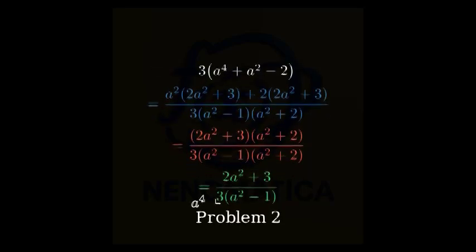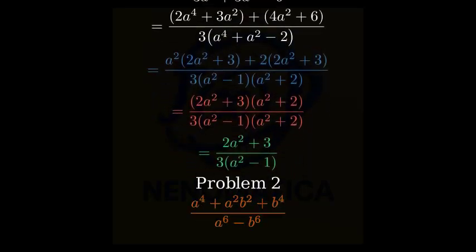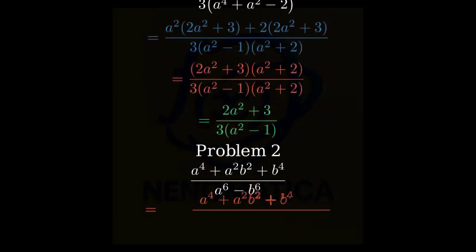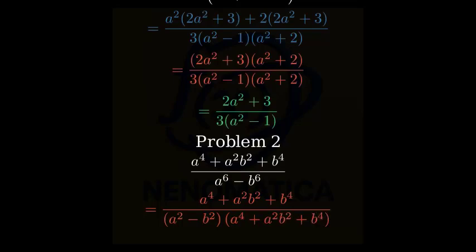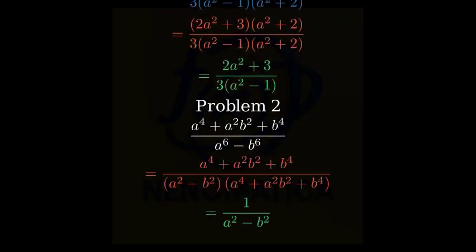Problem 2. Here is the fraction: a to the fourth plus a squared b squared plus b to the fourth over a to the sixth minus b to the sixth. Step 1. Factor the denominator as a difference of squares into a squared minus b squared times a to the fourth plus a squared b squared plus b to the fourth. Now cancel the matching common factor and write the simplified result.